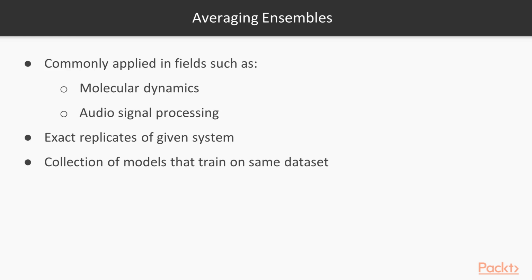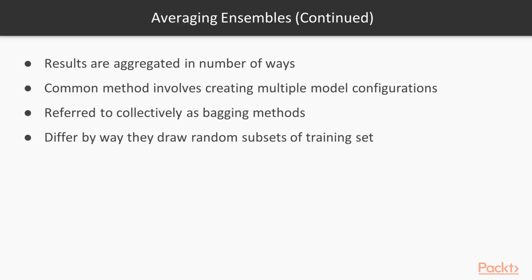Averaging methods have a long history in machine learning and are commonly applied in fields such as molecular dynamics and audio signal processing. Such ensembles are typically seen as almost exact replicates of a given system. An averaging ensemble is essentially a collection of models that train on the same dataset. Their results are then aggregated in a number of ways. One common method involves creating multiple model configurations that take different parameter subsets as input. Techniques that take this approach are referred to collectively as bagging methods.